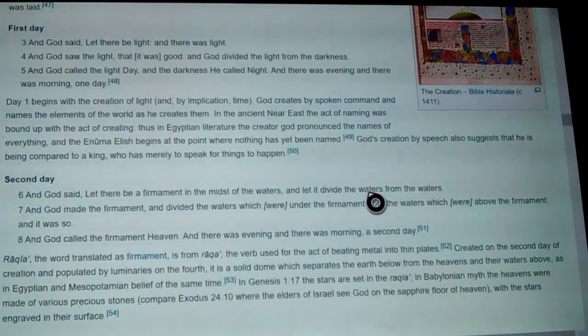God's creation by speech also suggests that he is being compared to a king who merely has to speak for things to happen. So it already shows you that we're at that level, like whenever they tell you, "So let it be written, so let it be done." When Ramses says something, just like in the movie, "So let it be written, so let it be done."